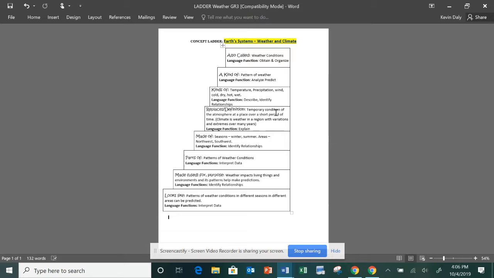I do think there's some overlap once you get into the concept ladder, and especially with this is Earth systems. Really, it's weather and climate. Really, it's just the concept of weather, and how can you predict weather, basically. And so you do get there by the end.